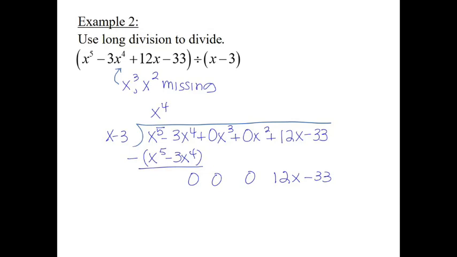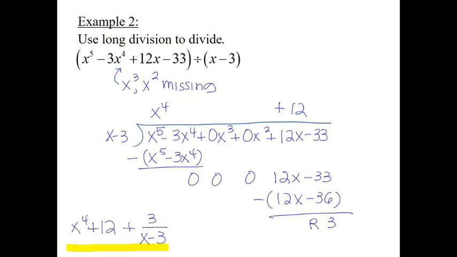And so 12 times x gives me 12x. And we have 12x minus 36, change the signs, be minus 12 and plus 36. So our remainder is 3 on this one. And this is how you could write that polynomial. x to the 4th plus 12 plus 3 over x minus 3. Your remainder over your divisor. And that's how I want your answers to be written.